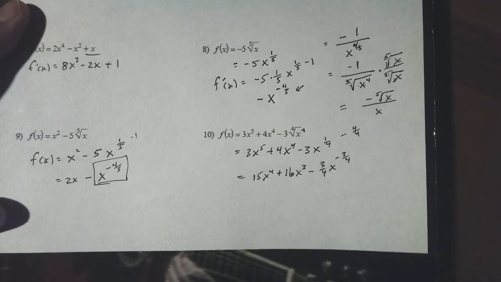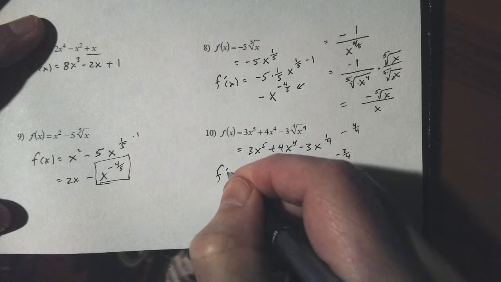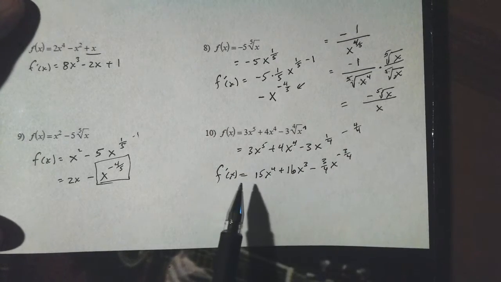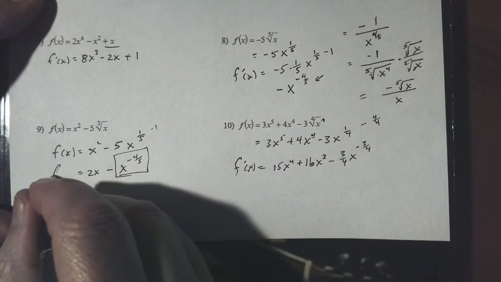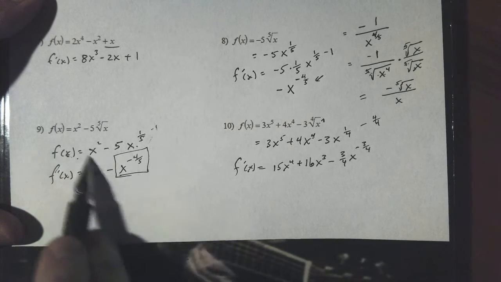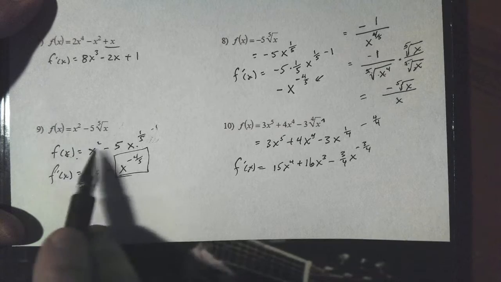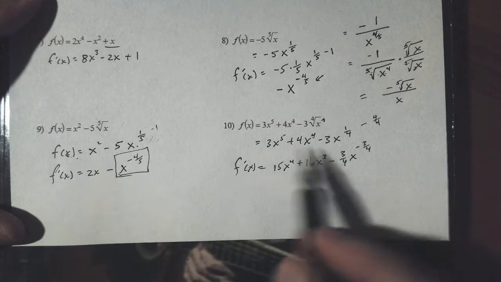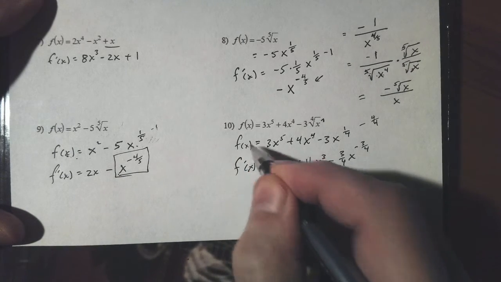1/4 minus 4/4, -3/4. So this is f prime of x. Without that, like back here, that's a problem. Without that, that looks like it's a continuation of f of x. This is f of x. That's the same, just different form. And this is the derivative. This is still f of x here.